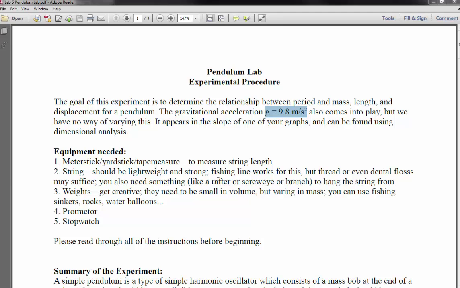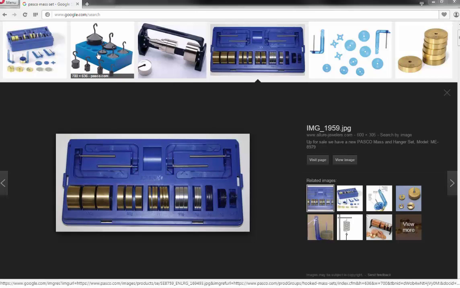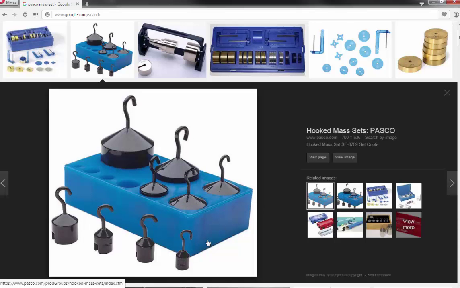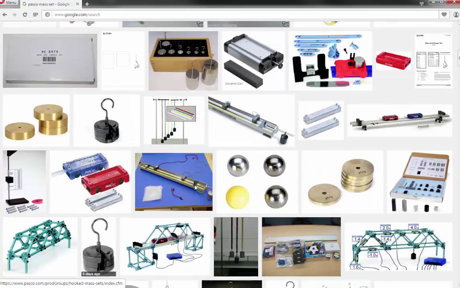You're going to need to have some weights. When doing it on campus, I would use just a standard set of weights. Basically, something like this is what we use on campus. In fact, it is this exact weight set by Pasco, although something like this would be fine as well. Also something from Pasco, etc.